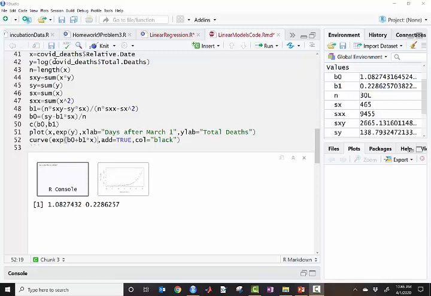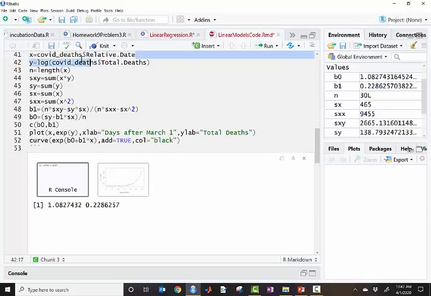Now, the first thing you're going to need to do if you want to reproduce this code is load the COVID deaths data into R, and that data is available on Canvas. Note that relative date means days after March 1st, which is when that sort of exponential growth started. So our independent or predictor variable in our model is going to be relative date. Our response variable here for the purposes of fitting the line is going to be log deaths.